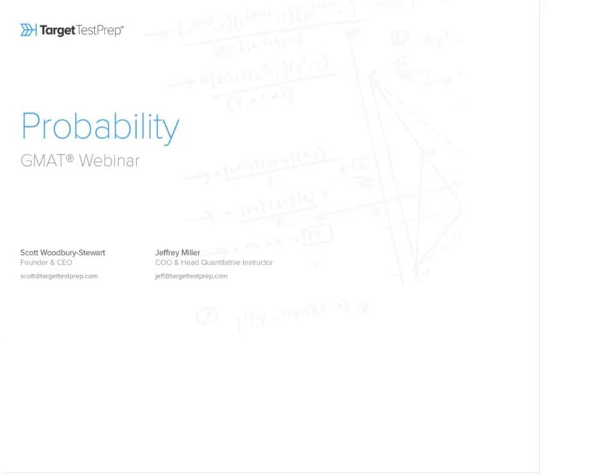vice versa. And one of the things I'll quickly mention here before we get started with some problems is this idea that probability, what it actually is, is the favorable outcomes over the total outcomes.